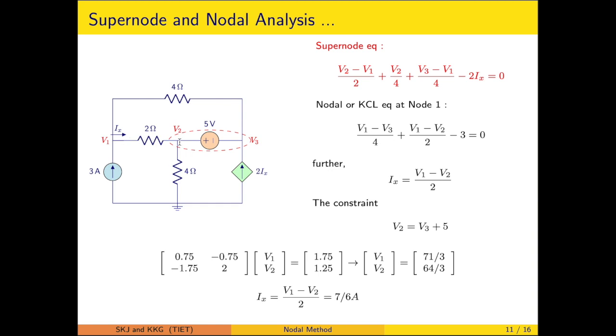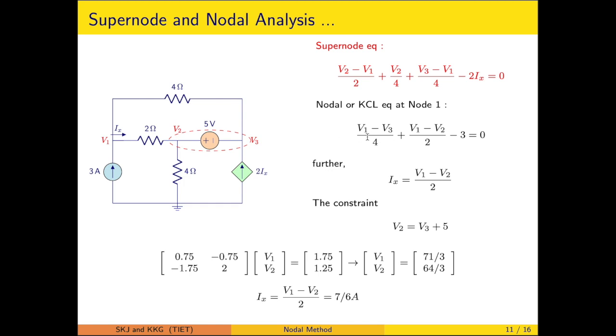Here it is V2 upon 4. In this particular outgoing, V3 minus V1 upon 4. This particular is inward current, so it is appearing with the negative sign. So ultimately this is one equation. Another equation is pertaining to the other node.